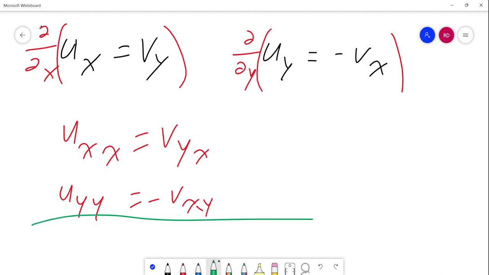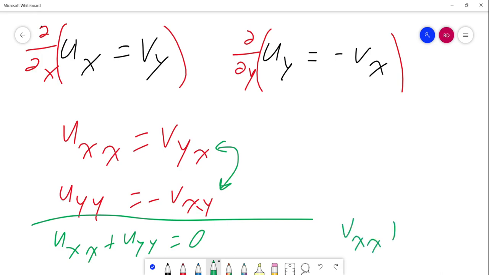Now, if these two things are equal, which happens when we have a certain level of continuity, then we could add straight down and get uxx plus uyy equals 0. Now, the way I see it, holomorphic functions are already known to be important. So we say, well, there's this additional condition on each of the components, because if we did this with v, we could do the other partial derivatives and get vxx plus vyy equals 0.